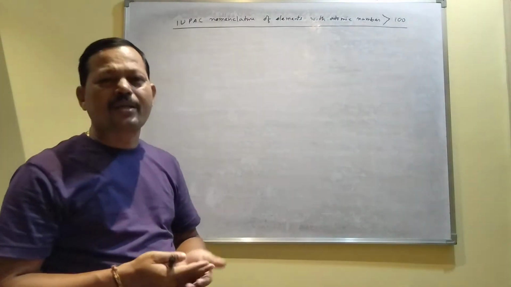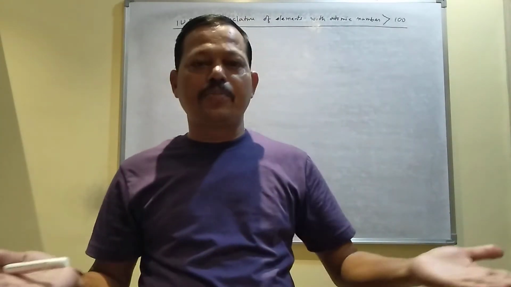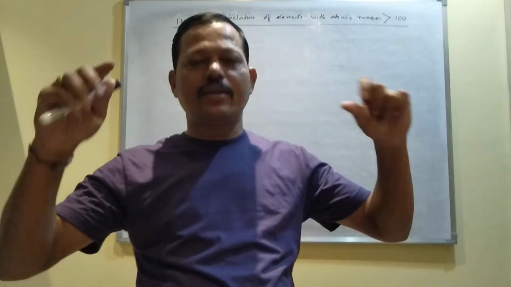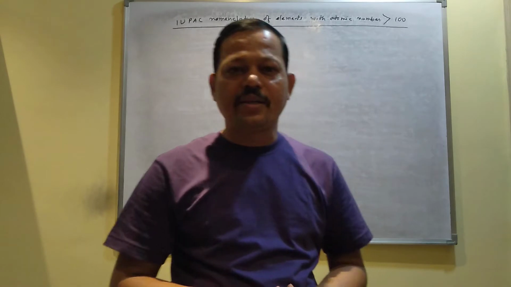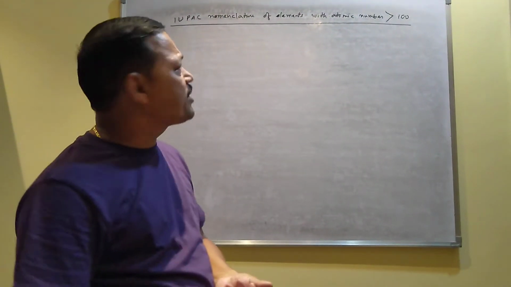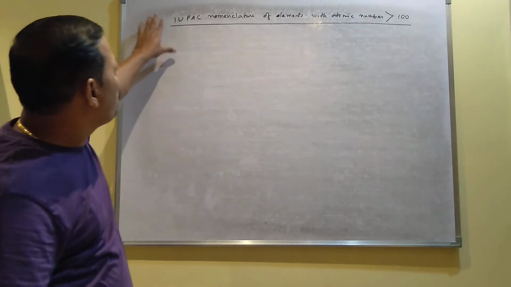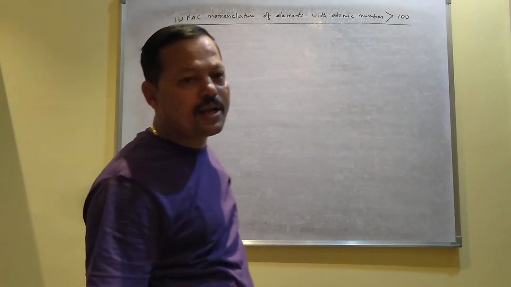So now the elements are going on discovering. Probably in the next year you will get another period. Now there are 7 periods. As the number of elements goes on increasing, another period will be created. You will get the 8th period maybe next year. So what is this IUPAC nomenclature of elements with atomic number more than 100?